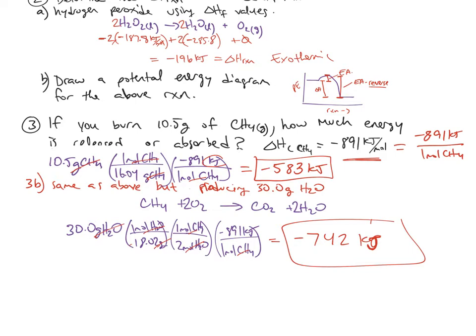So here we're burning our 10.5 grams. All we have to do is convert grams to moles. Then we can use that enthalpy of combustion value as a conversion factor to get us to our kilojoules.